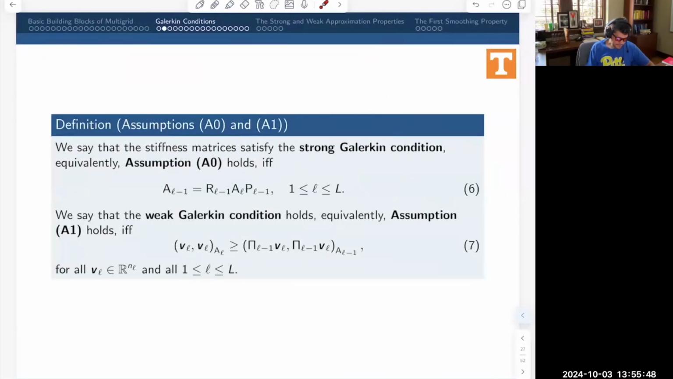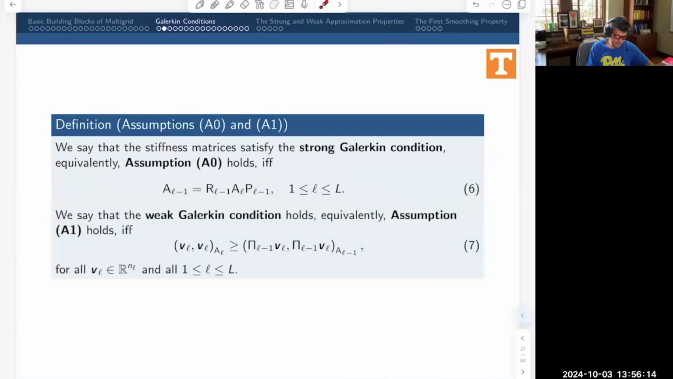So we say that the stiffness matrices satisfy the strong Galerkin condition, assumption A0, if and only if the whole family satisfies this RAP condition structure: A_{L-1} is equal to R_{L-1} A_L P_{L-1}, for all L between 1 and capital L.